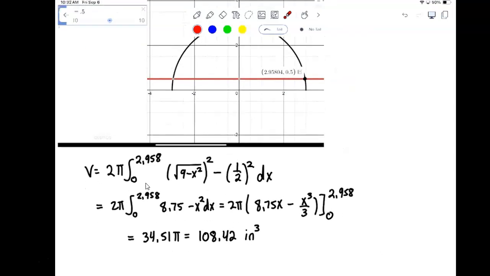Okay, so hopefully this gives you a little example of some of the cool things you can do with calculus with these volumes of solids of revolution.